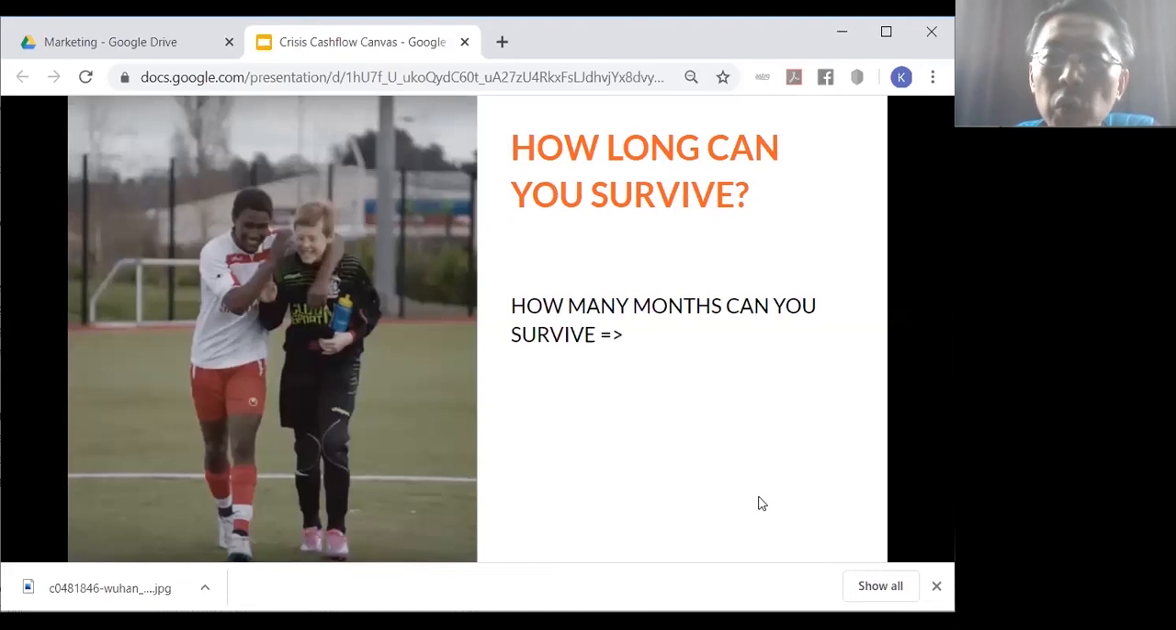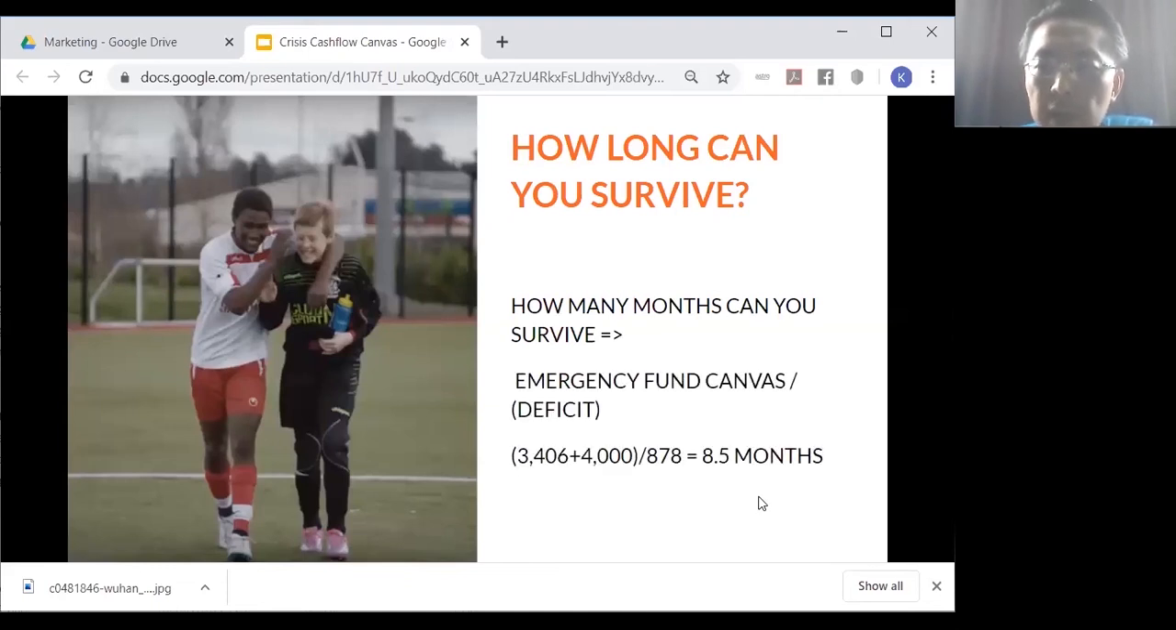If you were to do it for yourself based on your own emergency fund, right? As you can see, the total here is 3,004 plus 4,000, which is 7,004, divided by the deficit of 878. So my client can last for 8.5 months, which is quite a relief for him, right? Because if this is still 1 or 2 months, then he would have to do property refinancing, which 90,000 can last him a long time, but that is not really a sustainable solution.